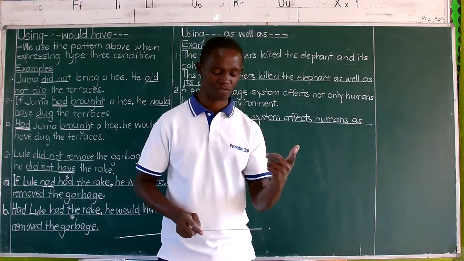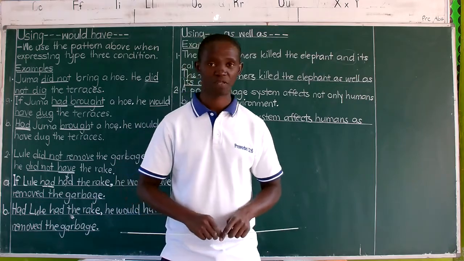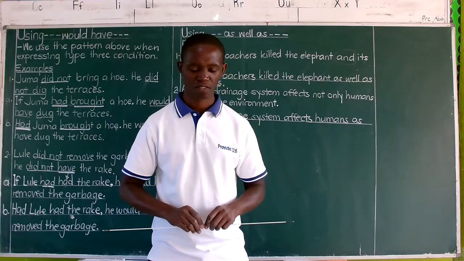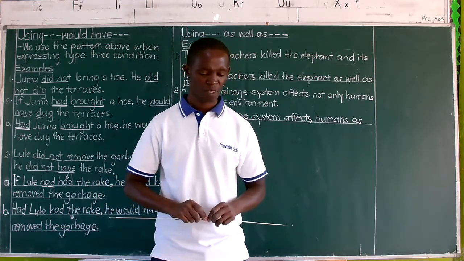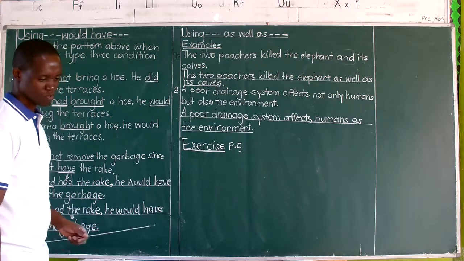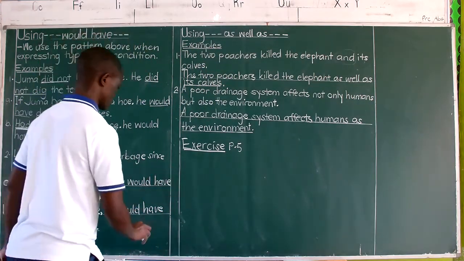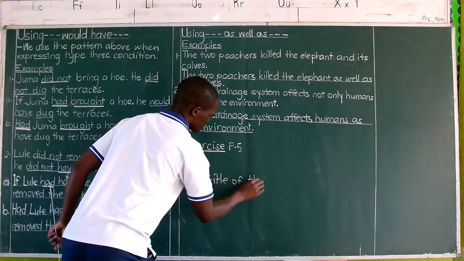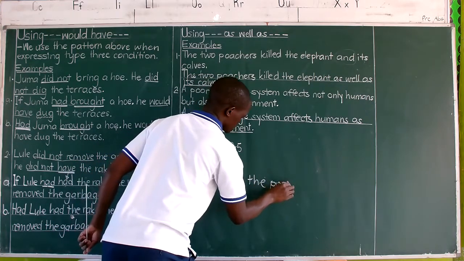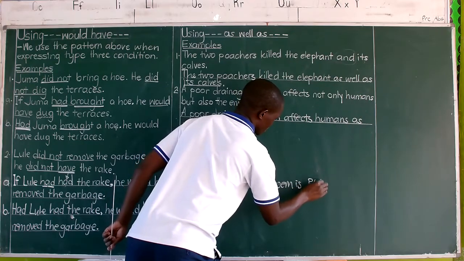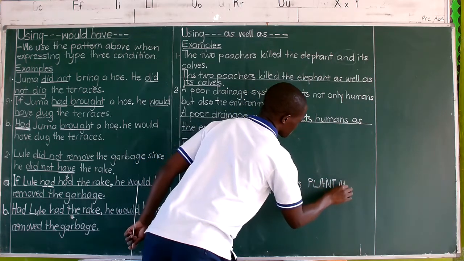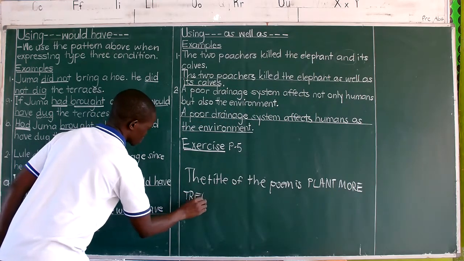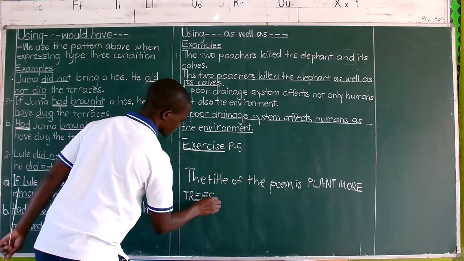What's the title of the poem? This question requires you to answer in full sentence. This is question 2 about that poem on page 6. The title of the poem is blah blah blah. Then you write that very title in capital letters. For example, if the title of the poem is Plant More Trees, I will say the title of the poem is, I now turn to my capitals, PLANT MORE TREES.